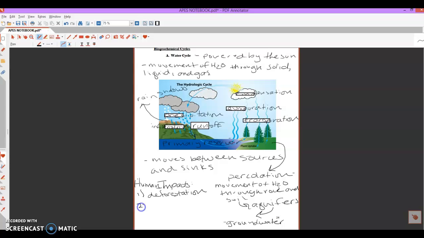Also, another impact that humans have is climate change. So basically what's happening is we have an increase in evaporation because of increases in the surface temperature of the earth. It causes more evaporation, and water vapor is actually a greenhouse gas. And I know we haven't talked about greenhouse gases yet, but it does increase the ability of the atmosphere to trap more heat, thereby causing climate change to increase. All right, guys, so this is the water cycle. We are going to move on next to the carbon cycle.